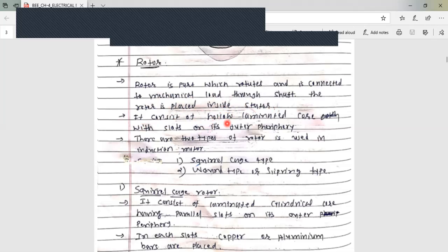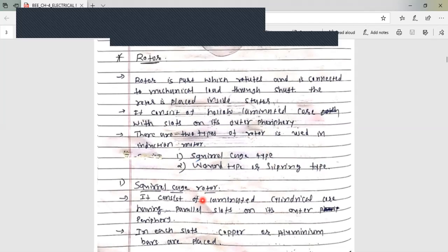Now rotor consists of a hollow laminated core with slots on its outer periphery. So you can say that the stator has inside slots, but the rotor has outer side slots. There are basically two types of rotor used in induction motor, very important for exam: squirrel cage type rotor and wound type or slip ring type rotor. These two types of rotor are used in three-phase induction motor. We'll start with the first rotor, squirrel cage rotor.